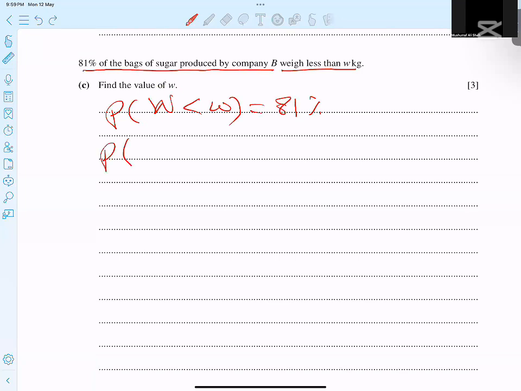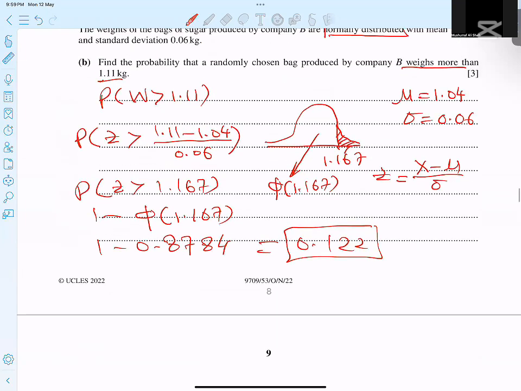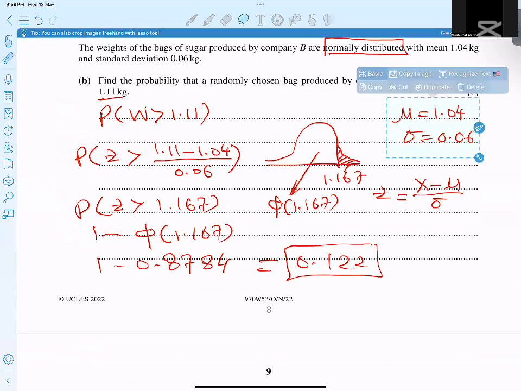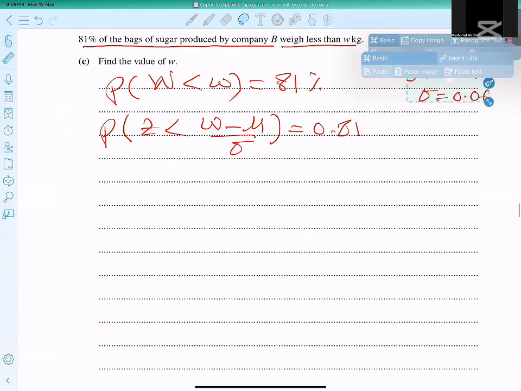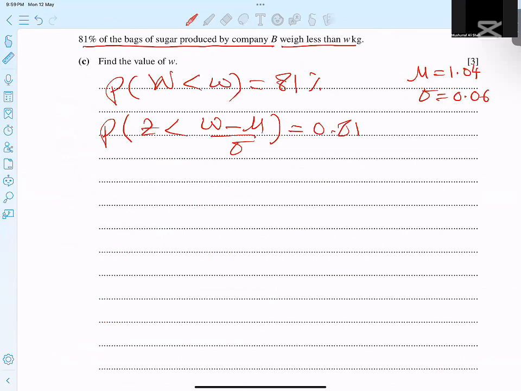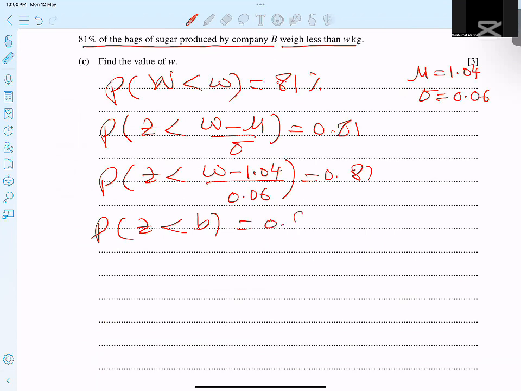This is W, so we have to convert it into normal form. The formula is very clear: 0.81, and the mean value and deviation value, copy and bring them down. Now I replace the values: Z less than W minus mean over deviation equals 0.81. Student, this I label as B. So W minus 1.04 over 0.06 is B.